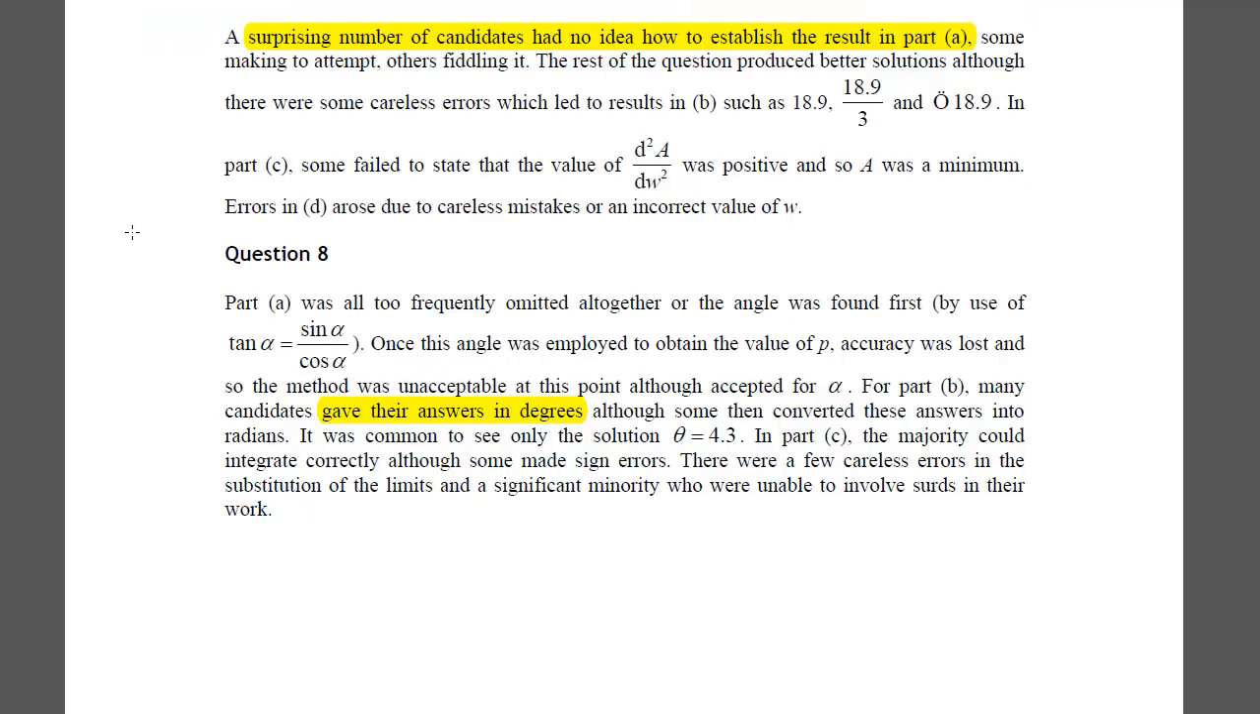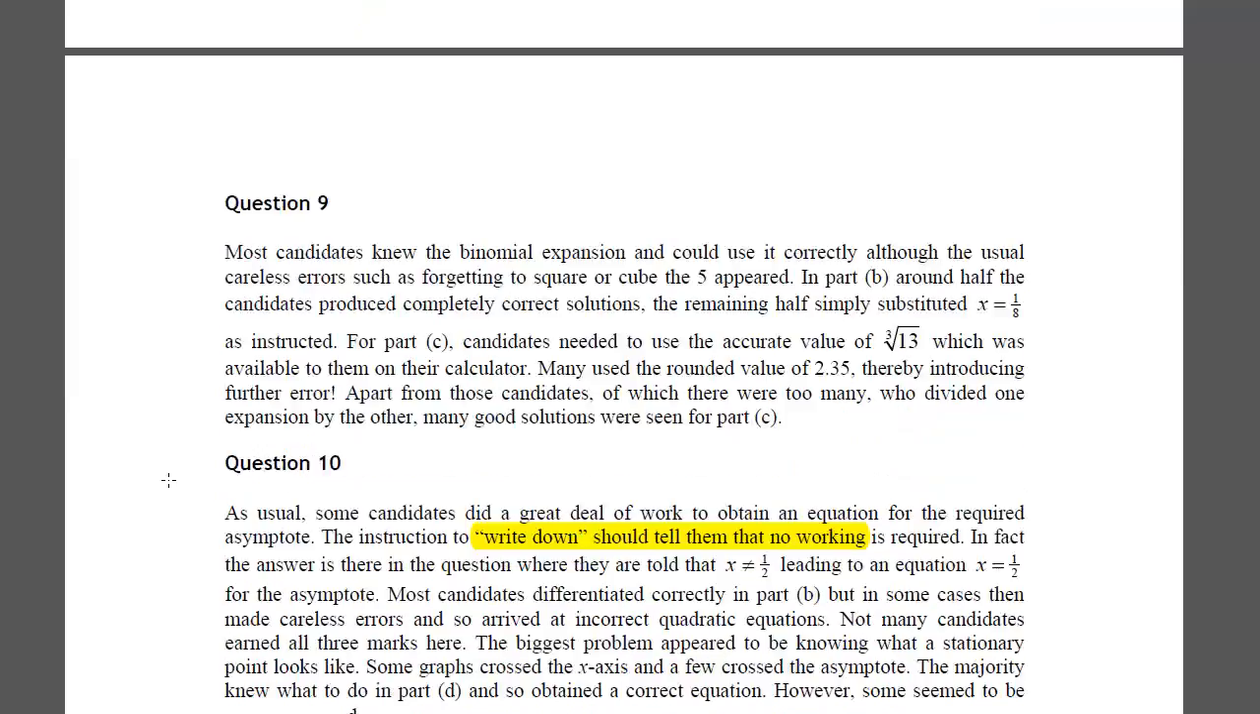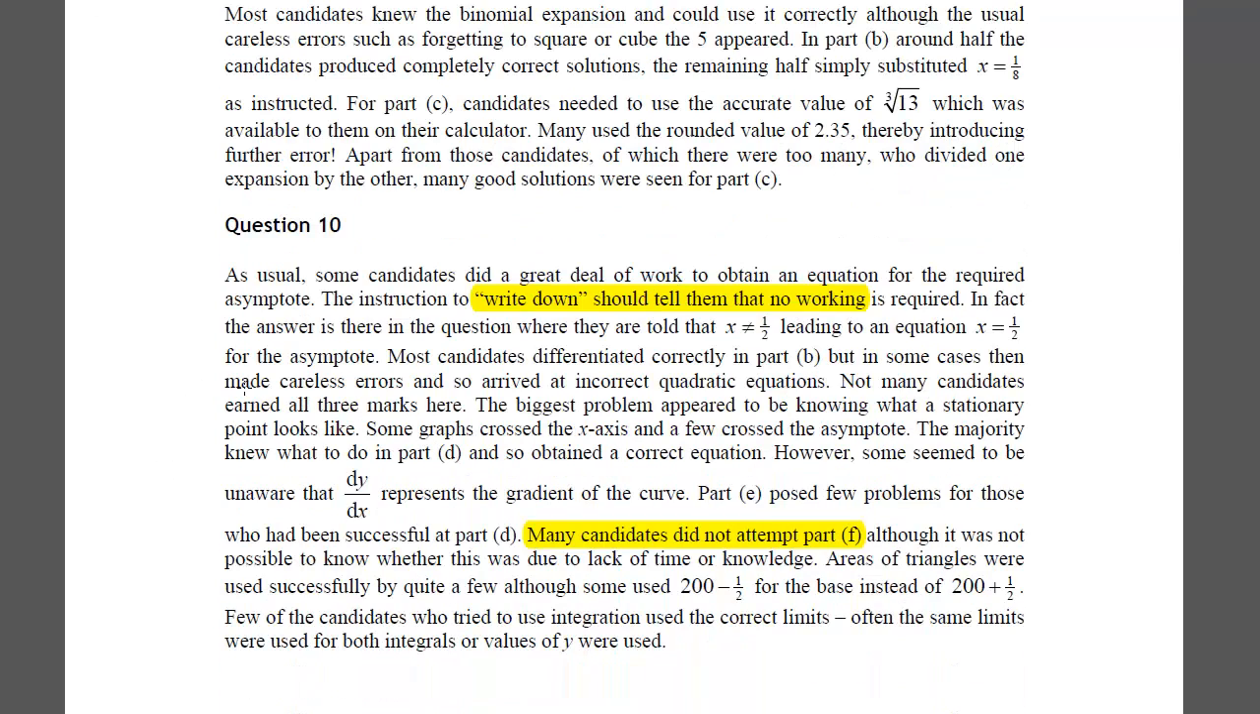And question number 8, they mention many people use degrees where they mention to use radian. That's important. Please remember to use radians. Convert your calculator to radian mode if they ask for radians. And question number 10, if they say write down, you don't have to show any calculation. They said write down the asymptote.